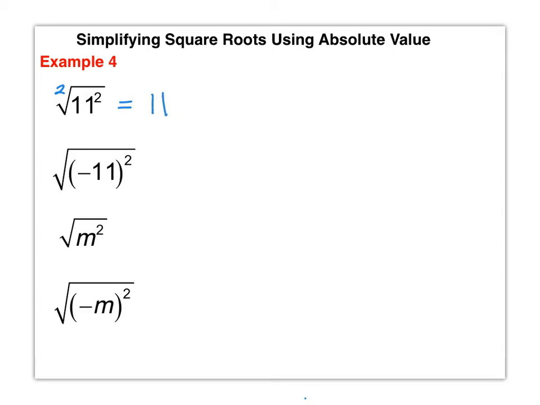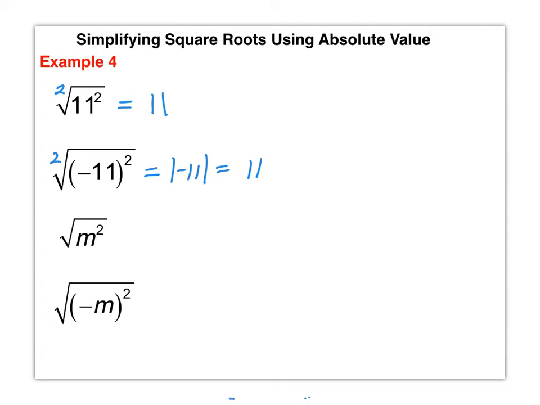The square root of negative 11 squared as well. Whenever you have an even root, the square root is going to be an absolute value. So in this case, it would be the absolute value of negative 11, which is equal to positive 11. So whenever the index is even, your radical can be simplified as a positive number.